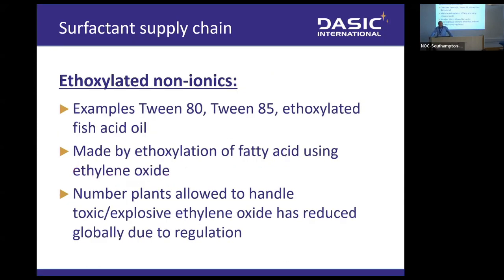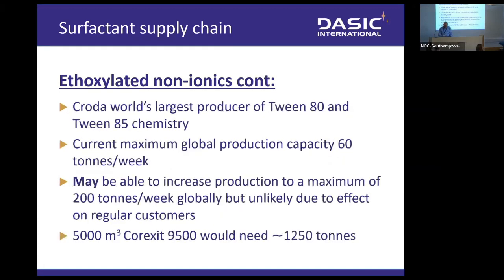Now, other ingredients, the ethoxylated materials in Corexit 9500, are Tween 80 and Tween 85. These are the trade names, Croda trade names, which are the most common source of these materials. They're made by ethoxylation of fatty acid using ethylene oxide. Ethylene oxide is a problem because it's toxic and highly explosive. So the number of plants across the globe that now can use ethylene oxide and produce these materials has gone down dramatically in the last 20 or 30 years. So as I said, Croda are the largest producers of these materials.